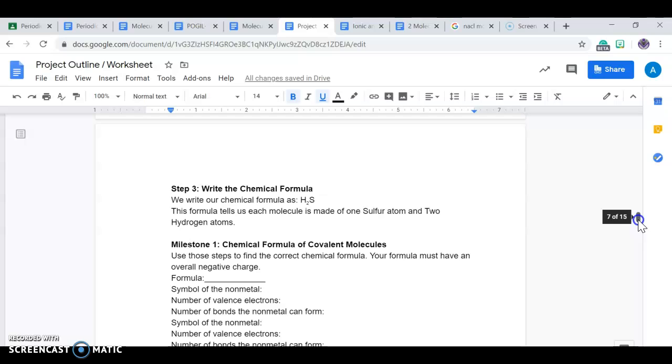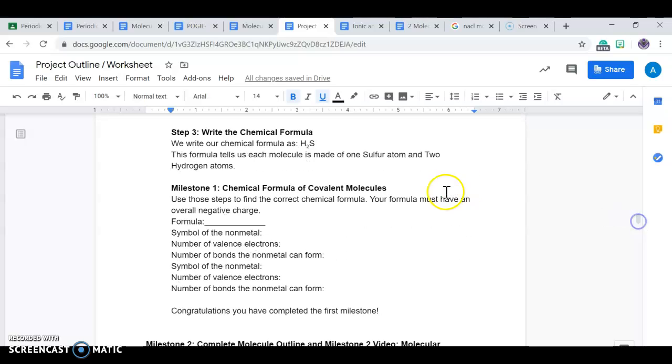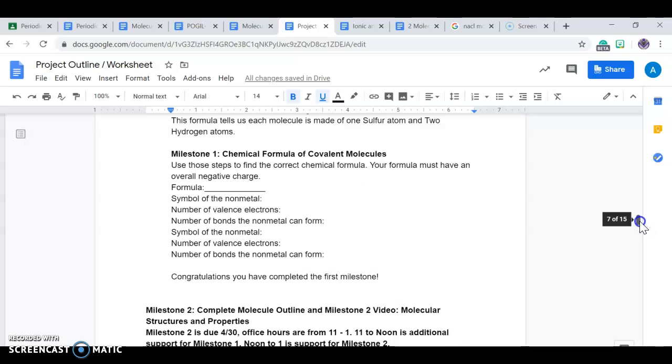All right, so it tells you how to write your chemical formula. You're going to fill in your formula, your symbol, and the number of valence electrons for each. That's all you have to do for milestone 1.